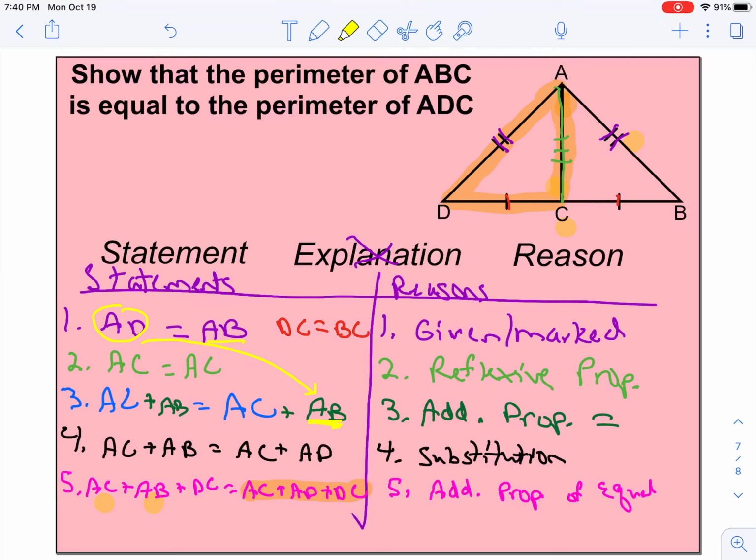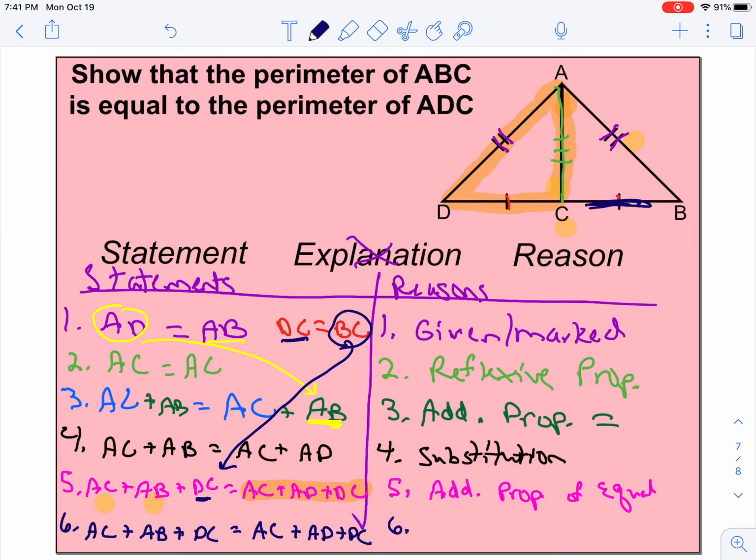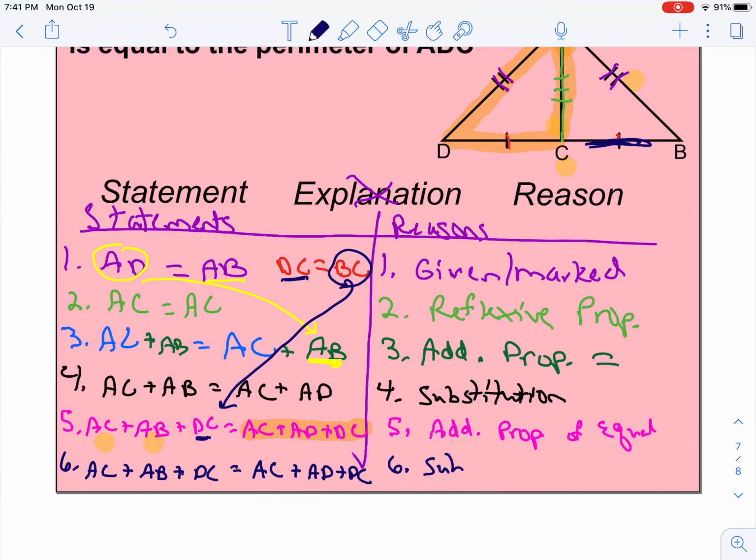Well, again, I could use substitution, because DC is equal to BC, and here's a DC, I can put that BC in there, and that's the side that I needed over here for my perimeter. So now what I have is that AC plus AB plus DC is equal to AC plus AD plus DC. And again, that was substitution.